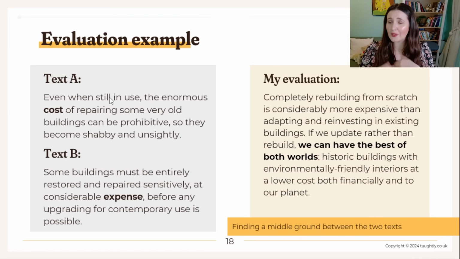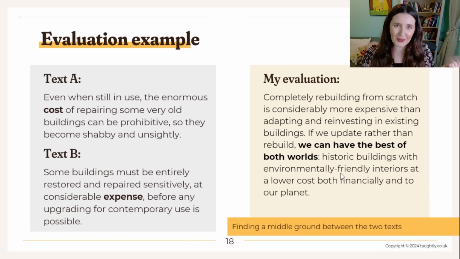So this idea, do we need to completely destroy or completely keep the building? Can we find a middle ground? How about we keep the outside of the building and change the inside, right? So that we've got the old and the new together, therefore best of both worlds. And it benefits us not only financially, but also to our environment. So here, middle ground between the two texts, therefore evaluation.